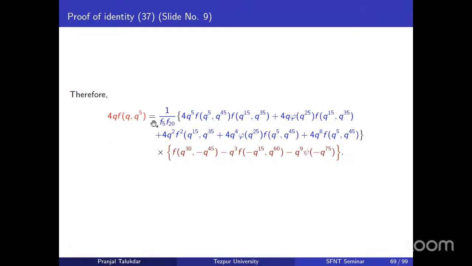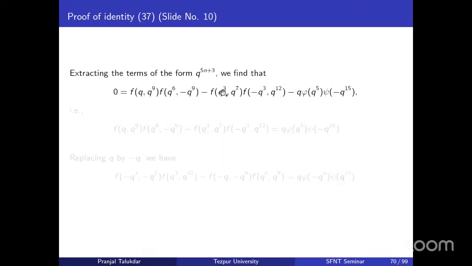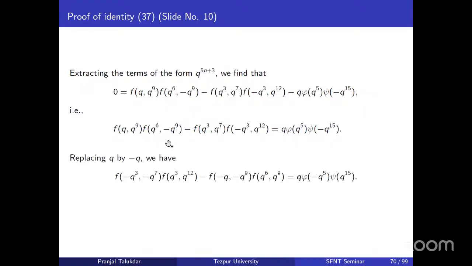We know that in this expression, the powers of q which are of the form q to the power 5k plus 3 or q to the power 5k plus 4 are actually 0. So now we extract those terms which are of the form q to the power 5n plus 3, and then we find this identity, which after rearrangement gives this, and after replacement of q by minus q, we have this identity.